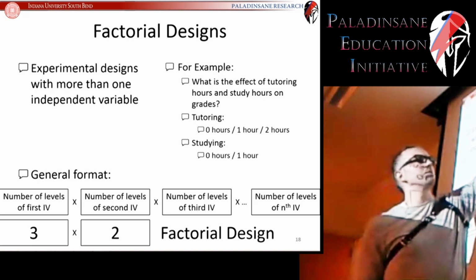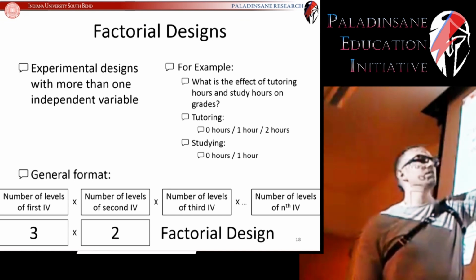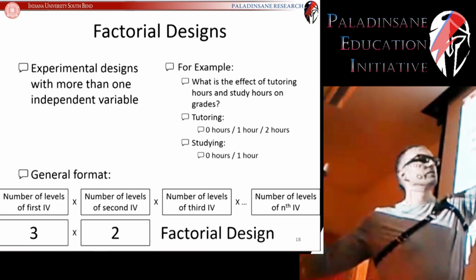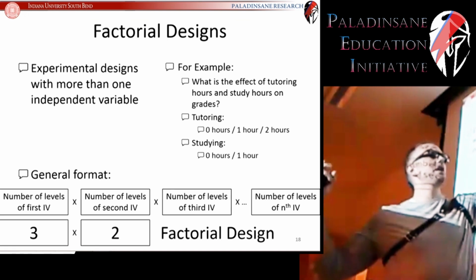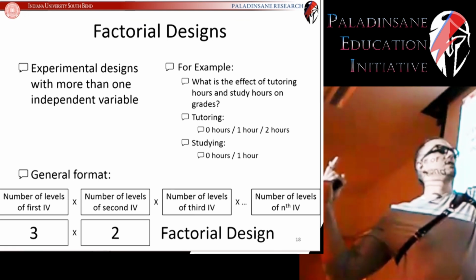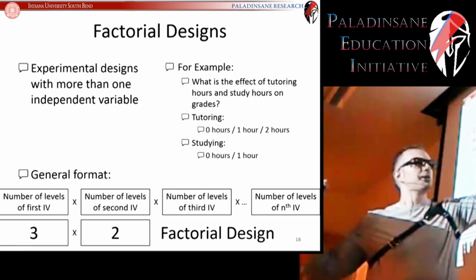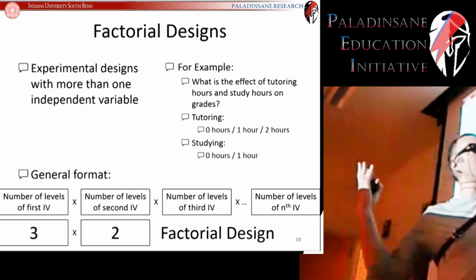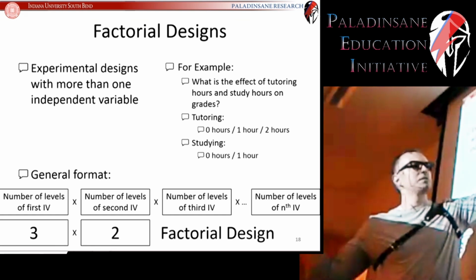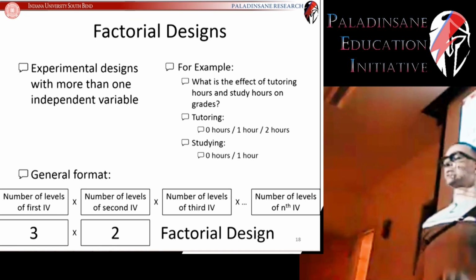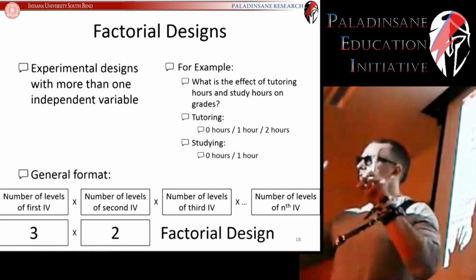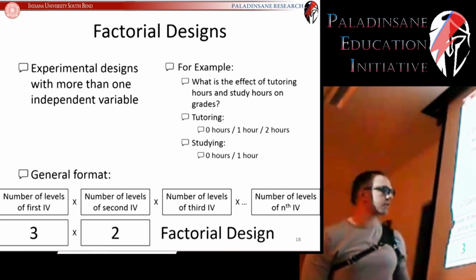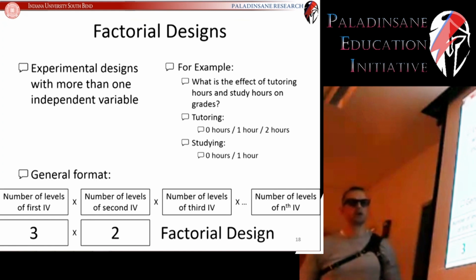So we have students that received 0 hours of tutoring and 0 hours of studying; 0 hours of tutoring and 1 hour of studying; 1 hour of tutoring and 0 hours of studying; 1 hour of tutoring and 1 hour of studying; 2 hours of tutoring and 0 hours of studying; and finally 2 hours of tutoring and 1 hour of studying. Six unique combinations, a 3 by 2 factorial design.